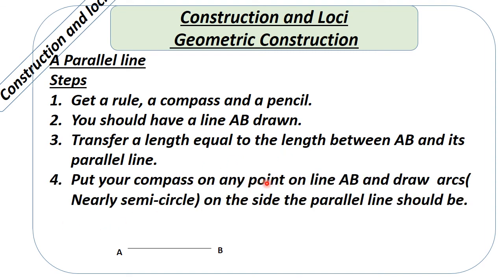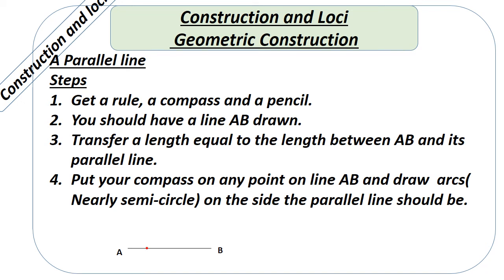So you put your compass on any point on line AB and draw arcs. These arcs should be nearly semicircles, on the side where the parallel line should be. You can draw a parallel line here or here of the same length. Depending on the question, let's say they want you to draw it this side. So you can stand here where A is, you draw an arc in form of a semicircle, and you go on another point as long as it is on this line. Keep on going. You can draw as many as you want, but at least more than 3 or 4, so that you can have something that is equal to the true answer.